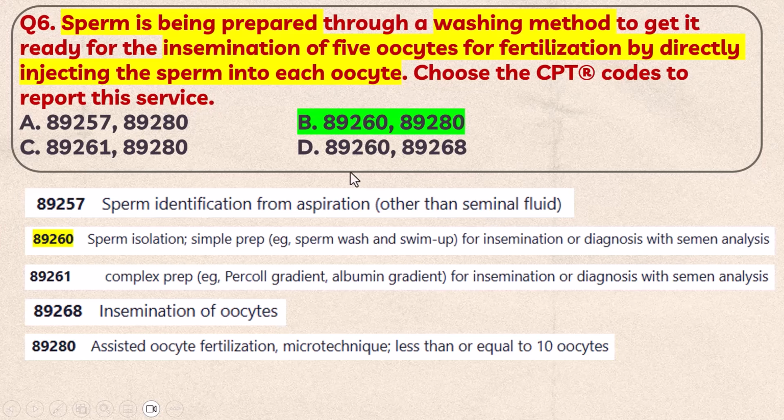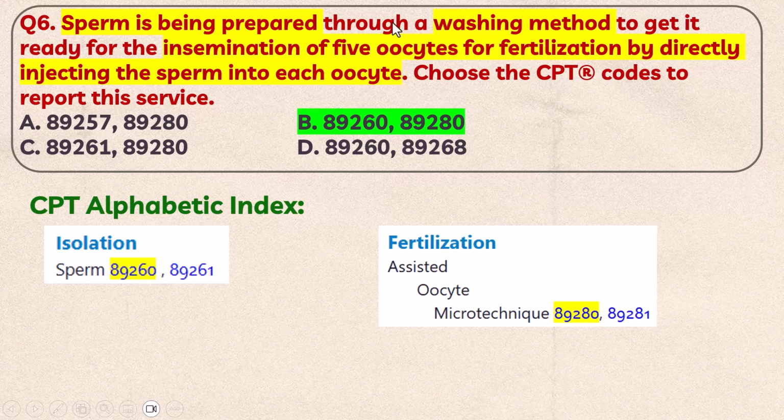If you encounter this case in a real working scenario, you have to use the CPT alphabetic index. The first procedure is sperm isolation. So the main search term is isolation. Again, go for the subterm sperm. It will lead to the following 2 codes. Again, come back to the tabular list and confirm the answer. Similarly, the second procedure is fertilization. So again, go for fertilization. This one is assisted, oocyte, and micro technique. It will lead you to the following 2 codes, 89,280 and 281. Again, come back to the tabular list and confirm the answer. Once you confirm, the correct answer will be answer B.